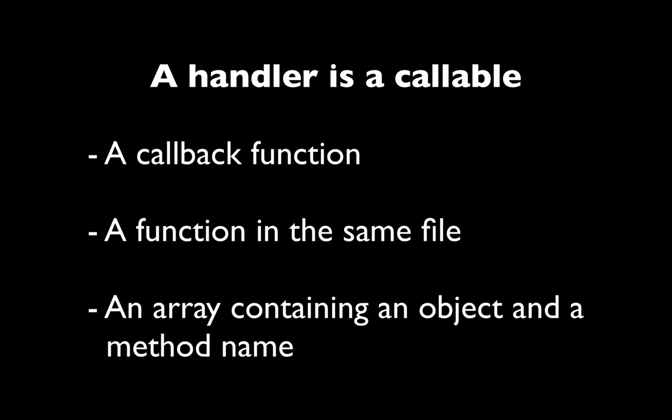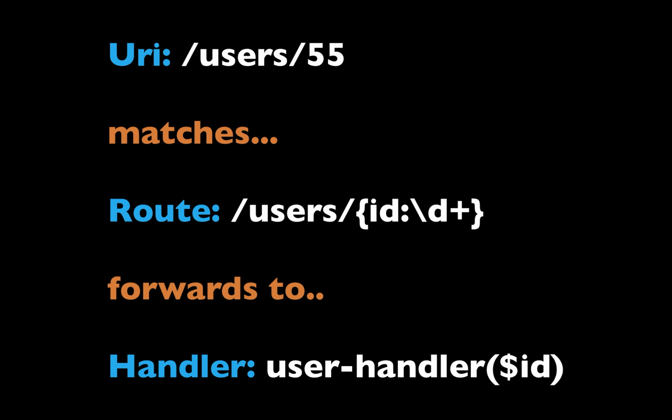It's nothing complex, it's actually just a function, or should I say it is a callable. So this could be either an in-place callback function, it could be the name of a function which is in the same file as the URI matching that you are currently performing, or it could be the combination of an object and the name of a method on that object. And typically you will use regular expressions or regex to match the URI to an established route and then direct the request to the handler for that route.